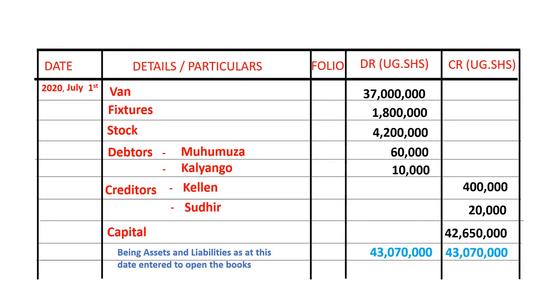We're supposed to indicate where these respective accounts are found. So in the van, we shall say GL1 means the van account is found in the general ledger on page 1. The fixtures are found in the general ledger on page 2. The stock account is in the general ledger, page 3. The Muhumuza account is found in the sales ledger, page 1. The Kalyango account is in the sales ledger, page 2. The creditors account are found in the purchases ledger, page 1. The Sudil's account is found in the purchases ledger, page 2. And the capital account is found on the general ledger on page 4.